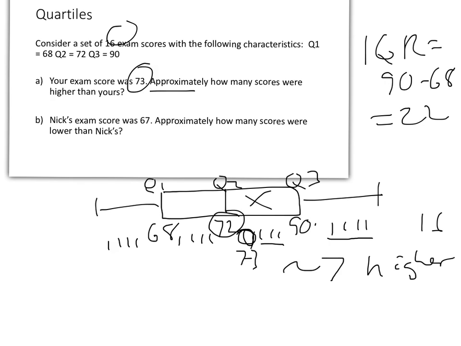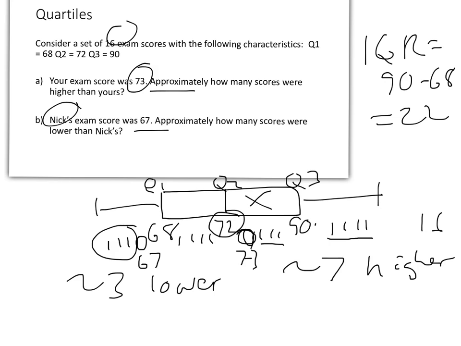All right. Part B. Nick's exam score was 67. Approximately how many scores were lower than Nick's? Okay, so 67. That's going to be in the first quartile, and we'll say that's just below that number, 67. So approximately 3 were lower. Okay, so nothing more tricky about it than that.